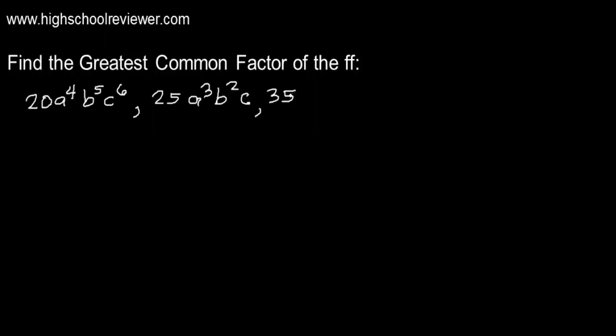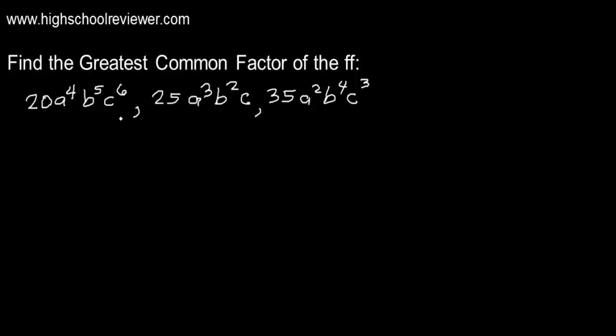For the next example, we are going to find the greatest common factor, or GCF, of 20a raised to the 4th, b raised to 5, c raised to 6, and another term we have here, 25a cubed, b raised to the 2, and c. And then we have a third term, 35a squared, b raised to the 4th, and c raised to the 3. So we have 3 terms here.